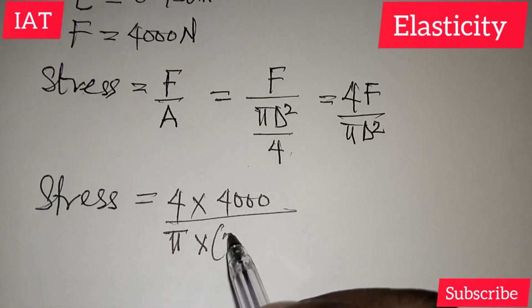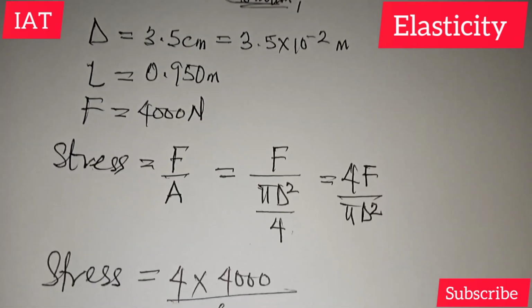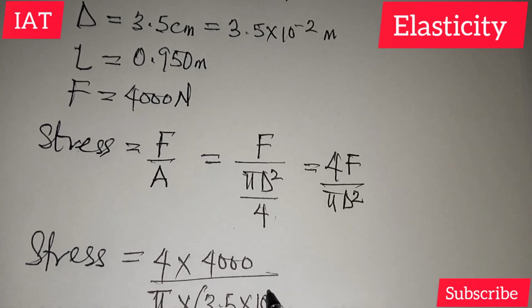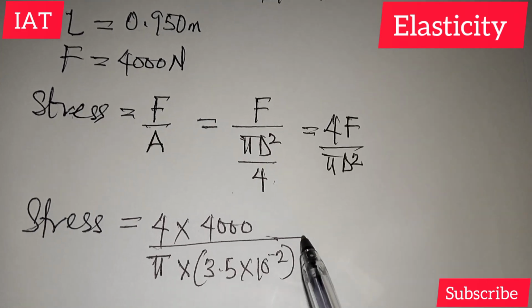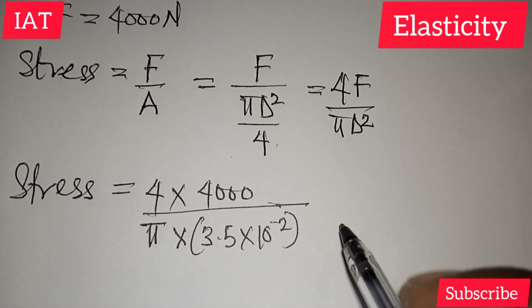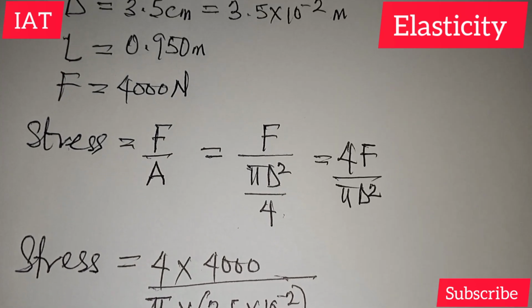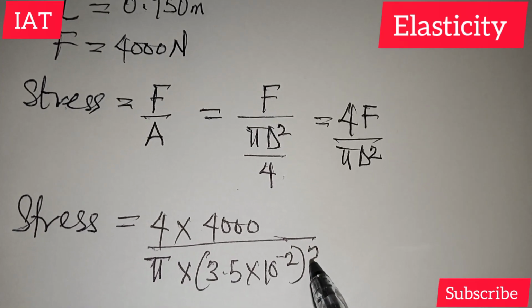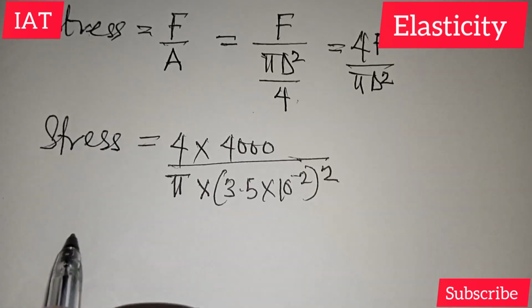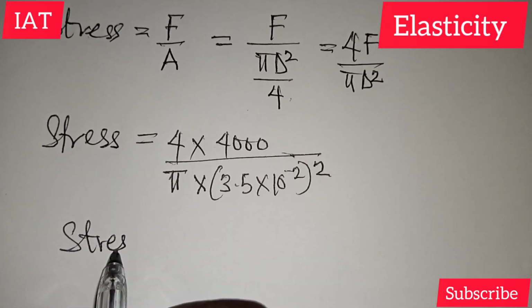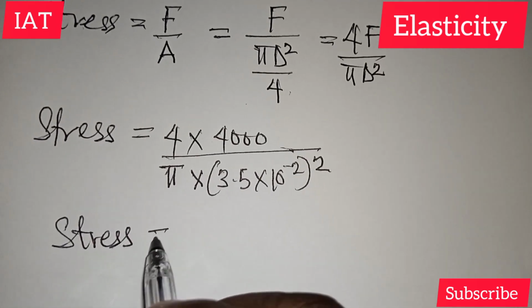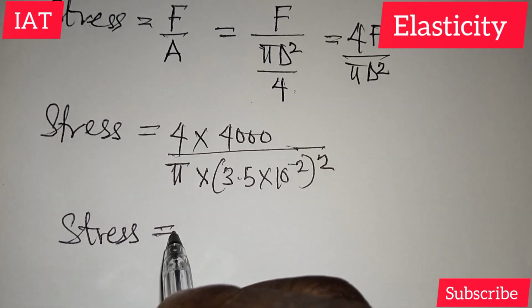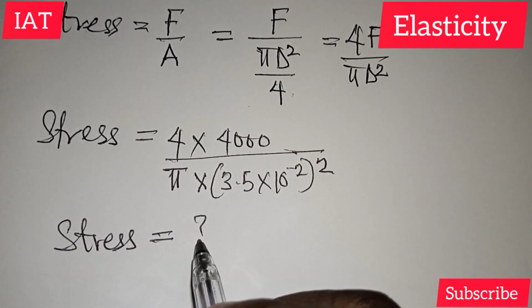So here we have 3.5 times 10 to the power of minus 2, but this time we have to square it. Why are we squaring it? Because the diameter is squared. So what do you think is the solution? For those of you who know how to punch the calculator, let me see how you can put things together and get this answer for stress.